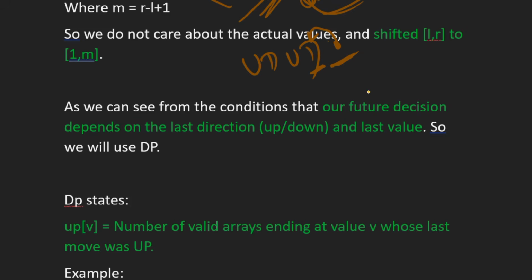So our future decisions, or our current decision, depends on what our last direction is, that is, whether our last direction is up or down, and what our last value is. If you see that our current decision depends on the past, it points towards dp, so we'll be using dp over here, right?